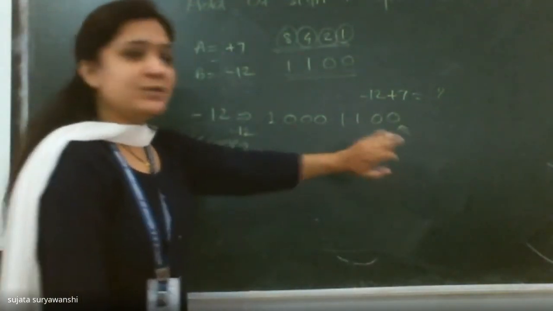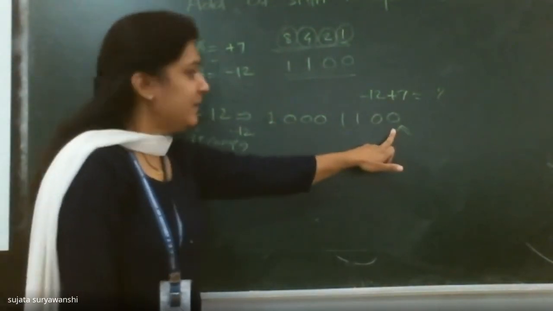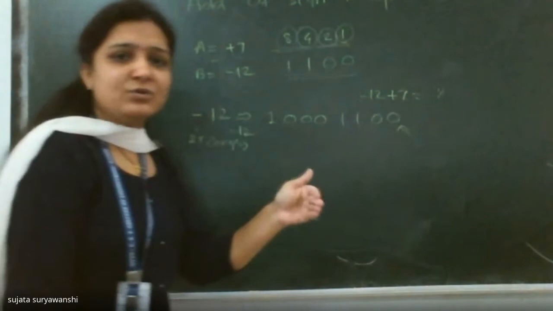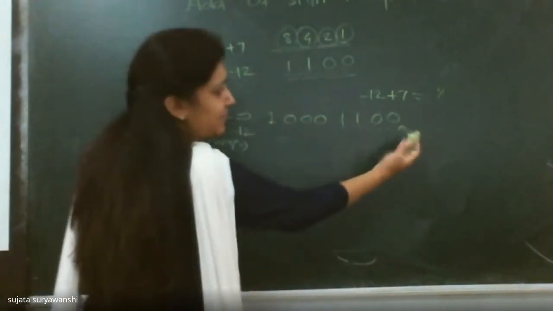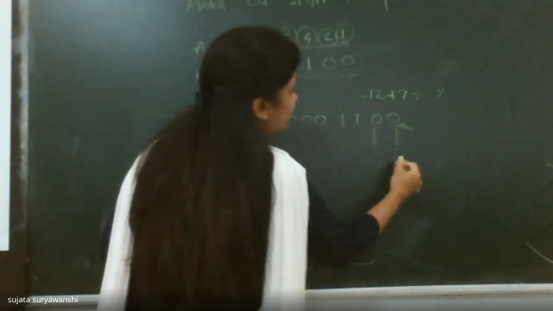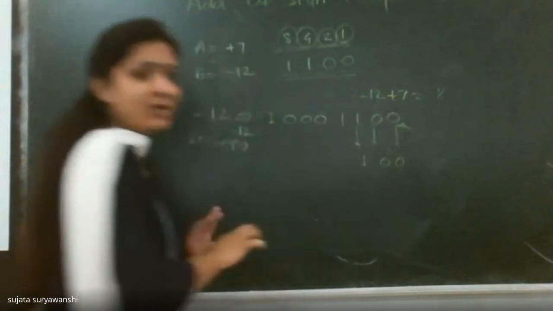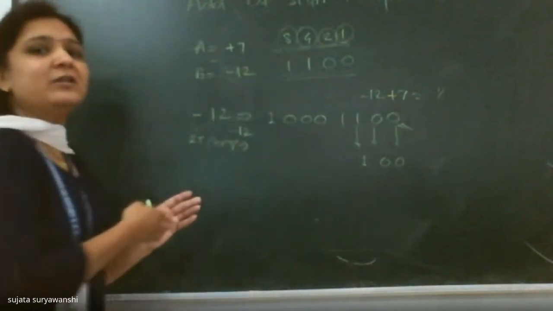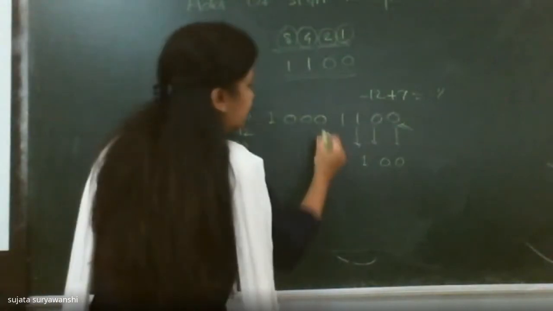And what is your shortcut method? The direct method to get the 2's complement: just write down all zeros from the LSB bit till you get the first one. Write down all zeros as they are till you get the first one, and write down this one also. So 0, 0 and the first one you write down as it is, and alter all the remaining bits except the sign bit.